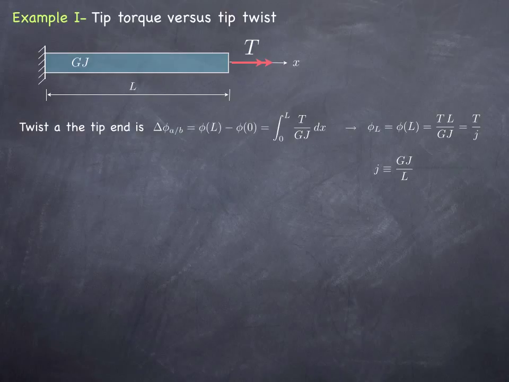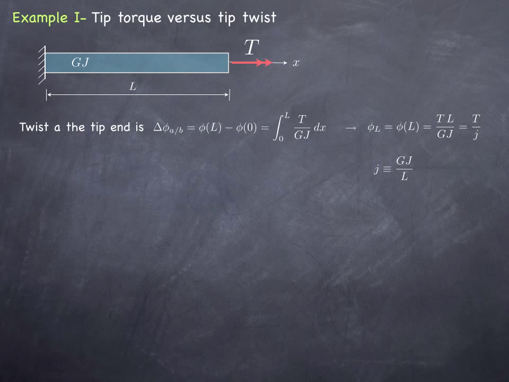So in this case, we can simply refer to GJ over L as a torsional spring constant, little j, so that the tip twist is equal to the applied torque at the tip divided by the torsional stiffness of this circular shaft, little j.